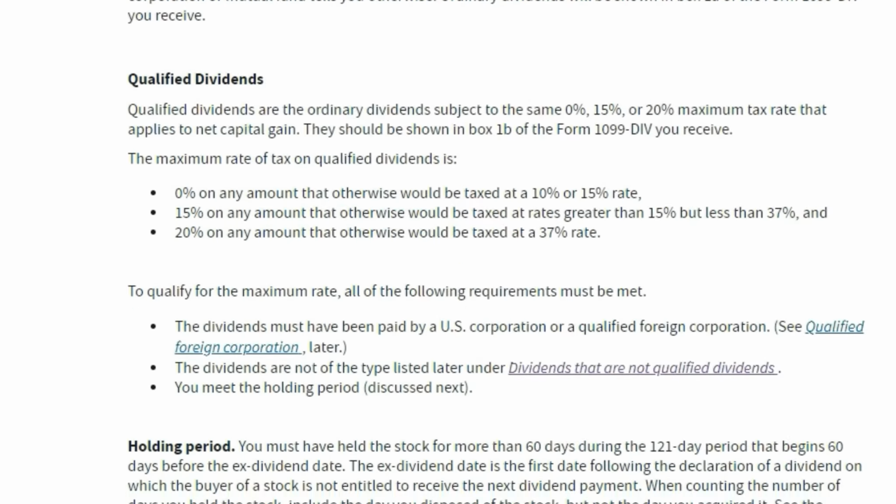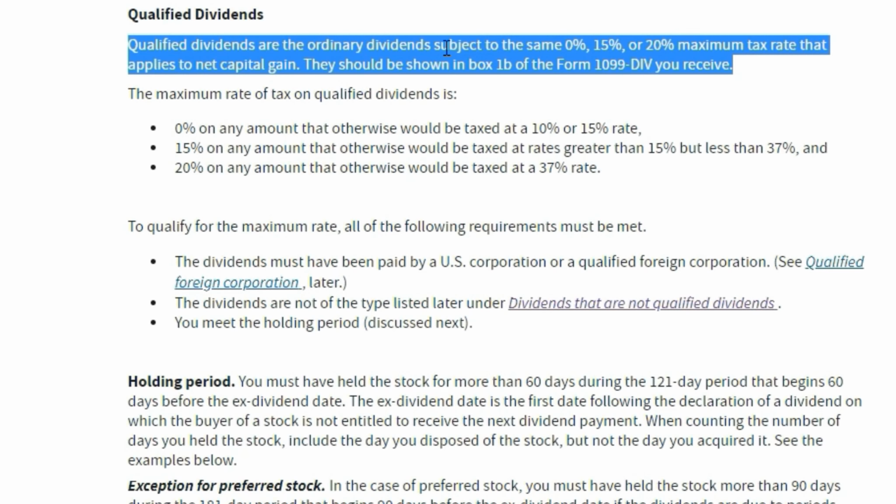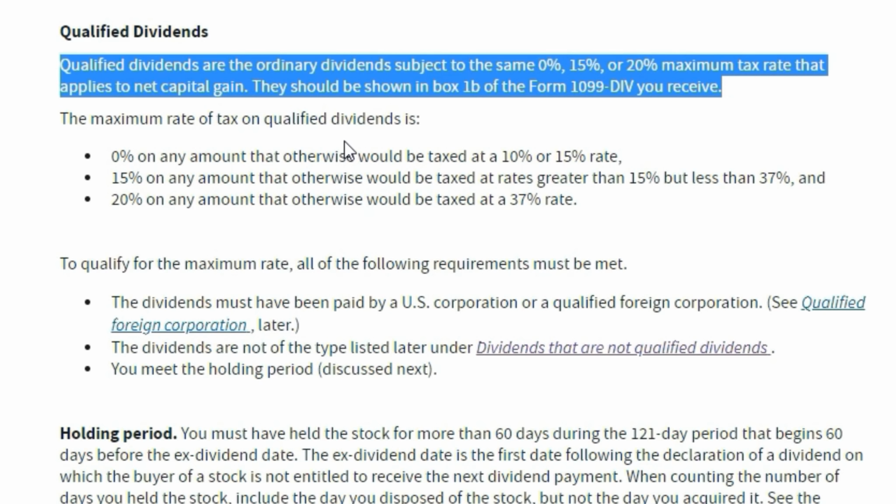And thankfully the IRS has very clear language on this. So we're here on the IRS website. It talks about qualified dividends. So qualified dividends are the ordinary dividends subject to the same 0%, 15%, or 20% maximum tax rate that applies to net capital gains. They should be shown on box 1B of the Form 1099-DIV you receive. The maximum rate of tax on qualified dividends is the long-term capital gains rate. That's what it's telling you here.